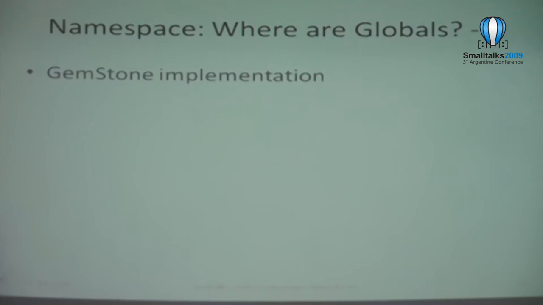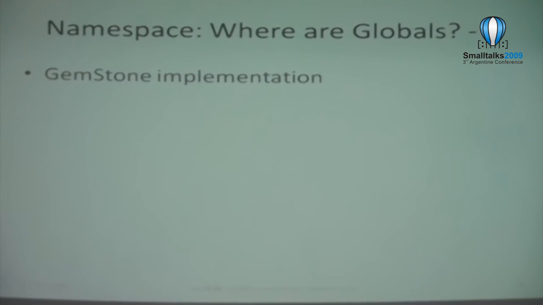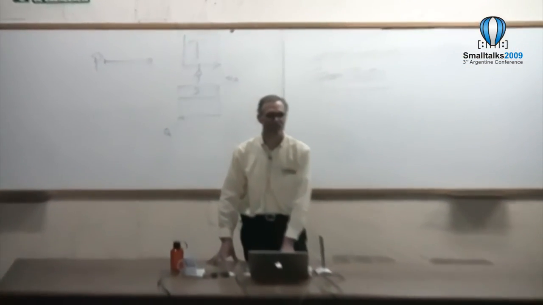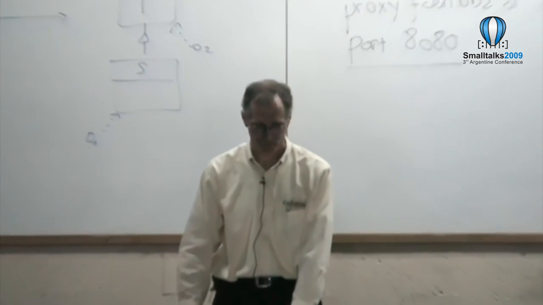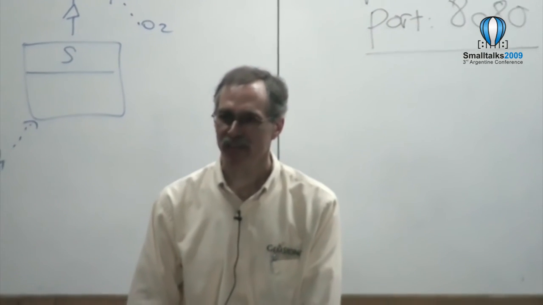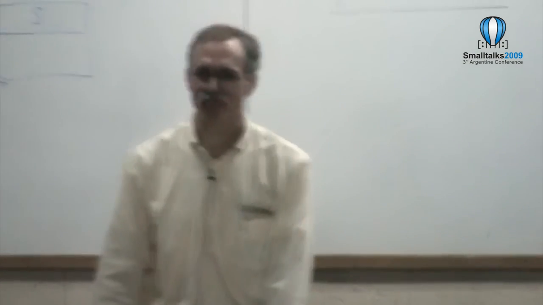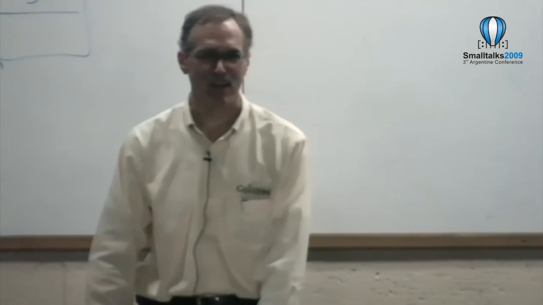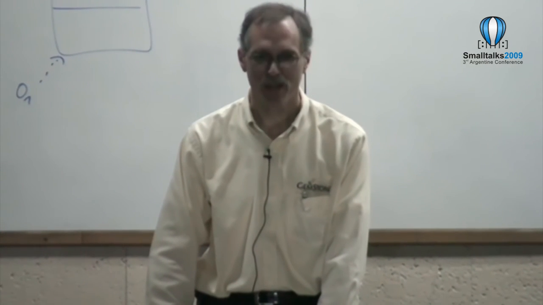In GemStone, where are globals? When you compile a method, where does it look for the names? Well, in addition to the first six, once we get to globals, instead of having one dictionary, you can have an ordered list, an array of dictionaries. And rather than that being hard-coded in the VM, you can pass that list to the compiler. So for each method, you can identify a list of dictionaries that will be searched in order to find globals.